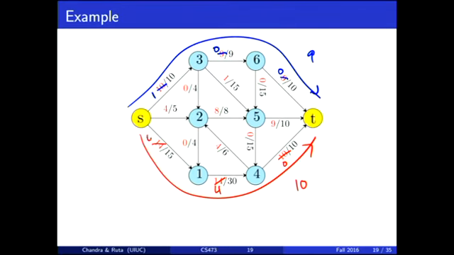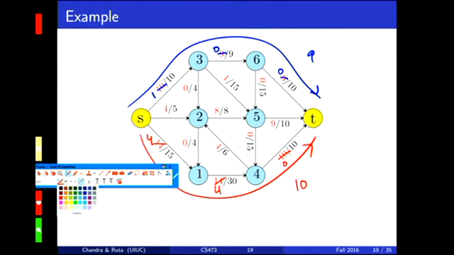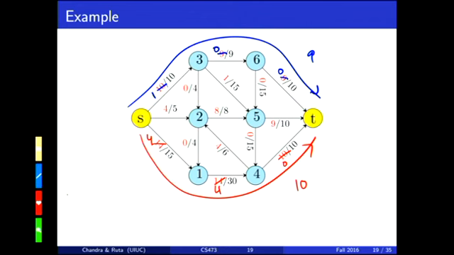Now it gets more interesting. Give me another path. Okay, let me take an interesting path. So maybe I'll do this. How much can I push on that? 1 unit, so this becomes 0, this becomes 0, this becomes 8. Now give me one more.